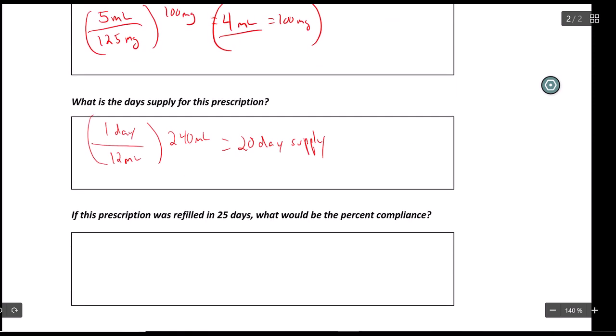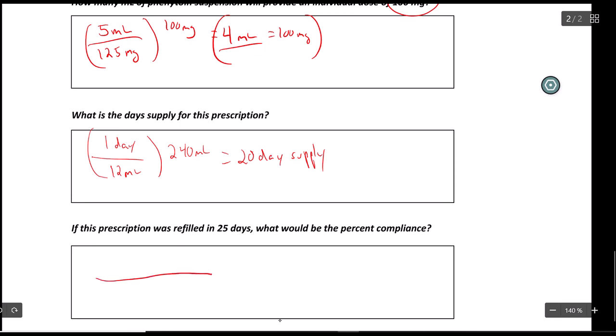Now the next question is, if the prescription was refilled in 25 days, what would be the percent compliance? So we gave them a 20-day supply. So remember that percent compliance or adherence, however you want to state it, the percent compliance and percent adherence equals the number that we gave them, 20-day supply, over the number of days that it's been since we refilled it, 25 days, times 100. In this case, this is about 80%, so 80% compliant.